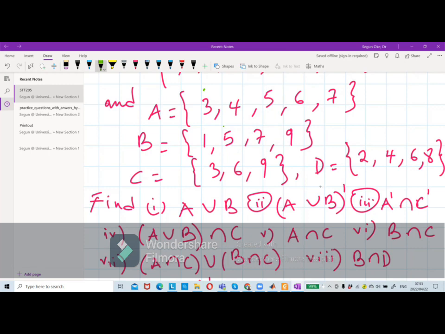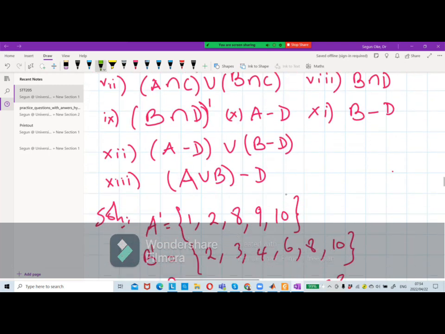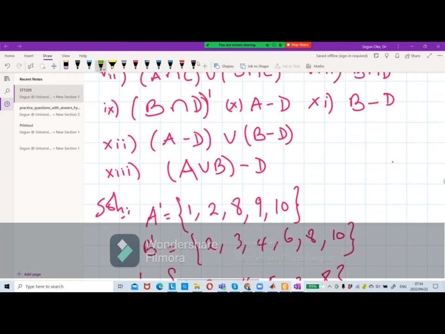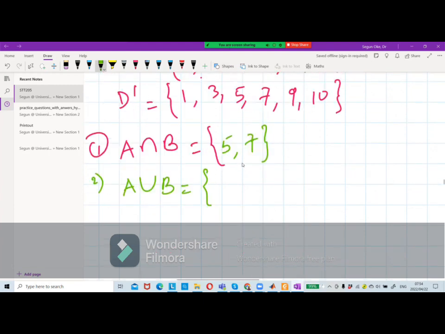We have 1, 3. We have 1, 3, 4, 5. Yes, 6, 7, and 9. Yes, 5 appears twice, just pick one. 7 appears twice, just pick one. I hope you get the point now. So let's continue. Let's write the answer down: 1, 3, 4, 5, 6, 7, 9. Correct. So number 3.